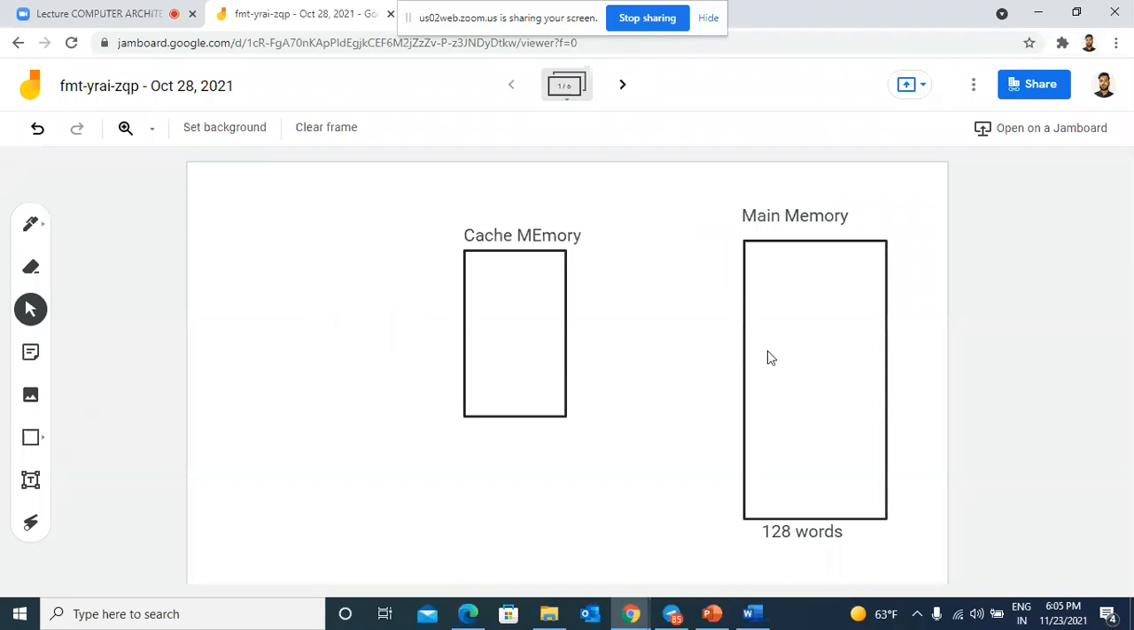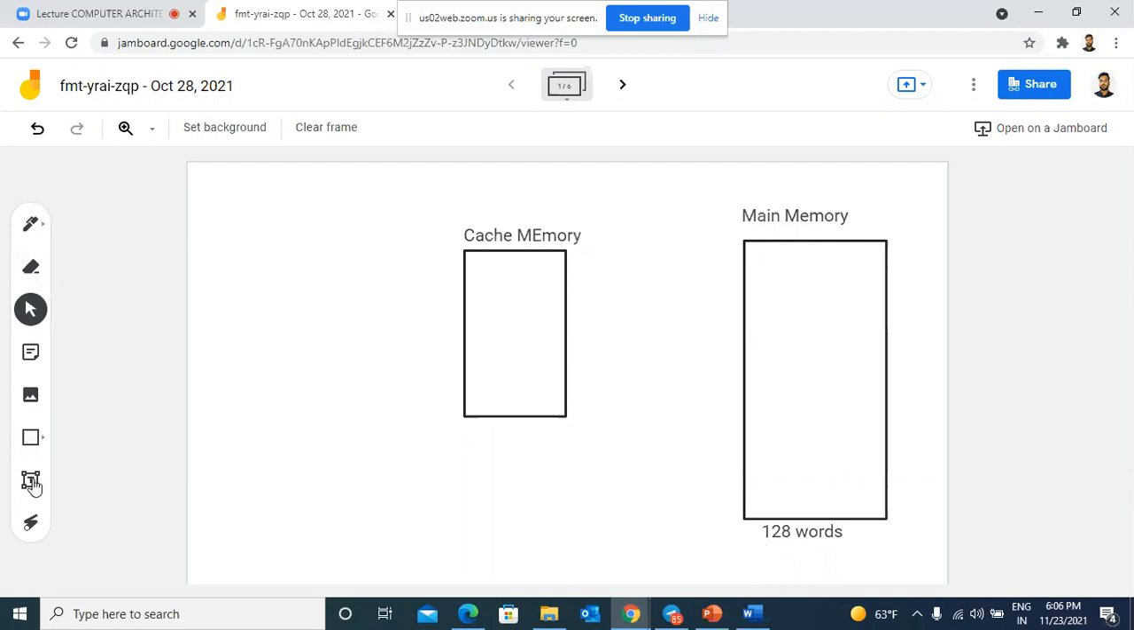Now, when it comes to this particular main memory, I have considered 128 words. So here, for your understanding, I will consider 128 words means 128 bits, 1 bit is equal to 1 word. Just for your understanding, I have assumed it. So the main memory length is 128 words. However, you know main memory length is different, but just for calculation, I have assumed that my main memory length is 128 words.